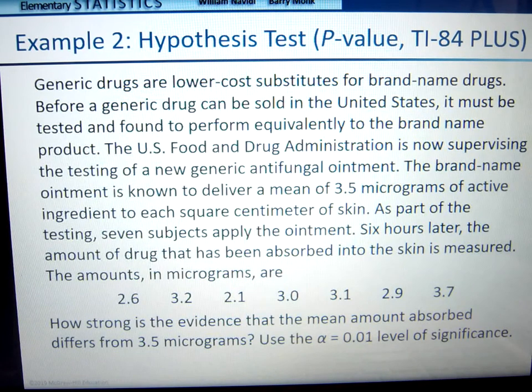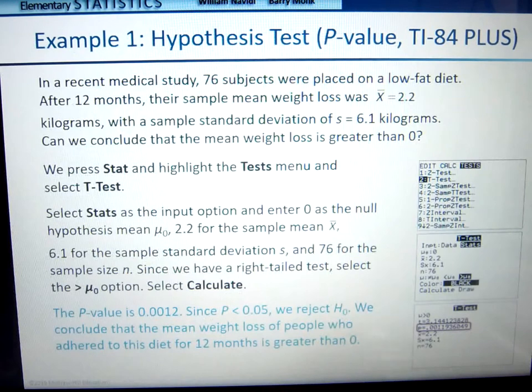Oh, let me back up one. Okay, so here are our values underneath here. Since the p-value is 0.001 and our p-value is smaller than 0.05, we will in fact reject the null hypothesis and conclude that the mean weight loss of people who adhere to the diet for 12 months is in fact greater than 0.